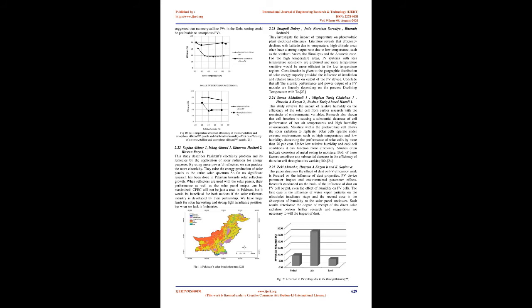This study describes Pakistan's electricity problem and its remedies by the application of solar radiation for energy purposes. By using more powerful reflectors we can produce more electricity. They raise the energy production of solar panels across the entire solar spectrum. So far no significant research has been done in Pakistan towards solar reflector growth. When reflectors are used with the solar panels, their performance as well as the solar panel output can be maximized.